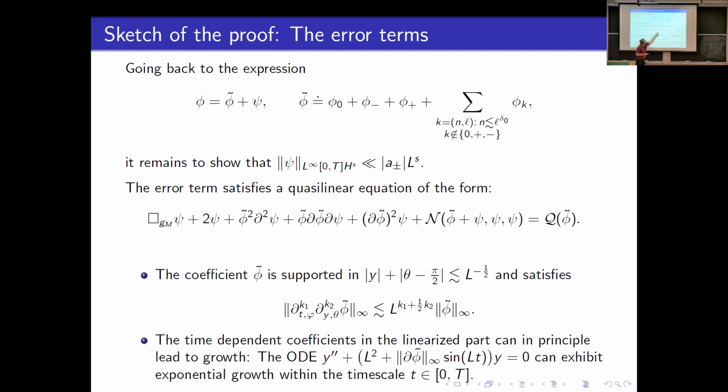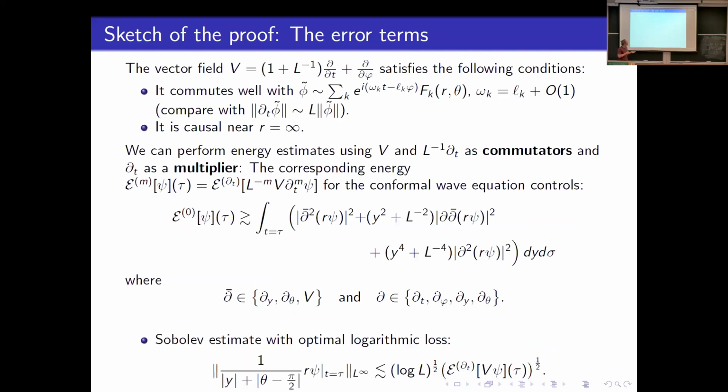If you look at these terms here with the time-dependent amplitudes, these are mostly supported along the modes propagating along the stably trapped null geodesics near the boundary. So those have an approximately helical symmetry, a symmetry with ∂t and ∂φ. So what we do is use the helical vector field here as a commutator and ∂t as a multiplier.